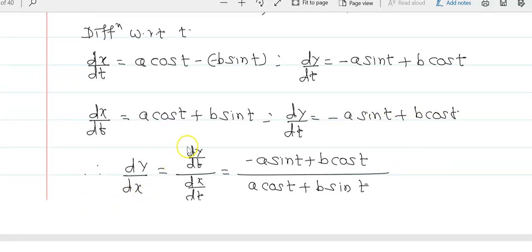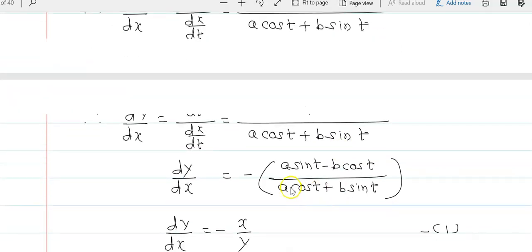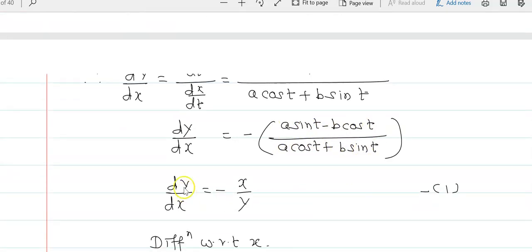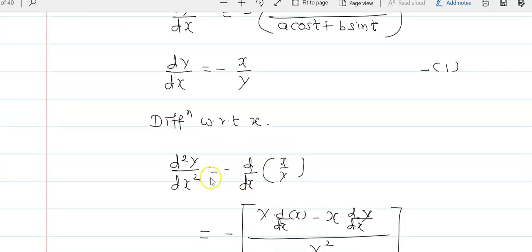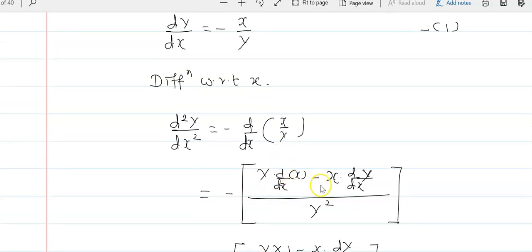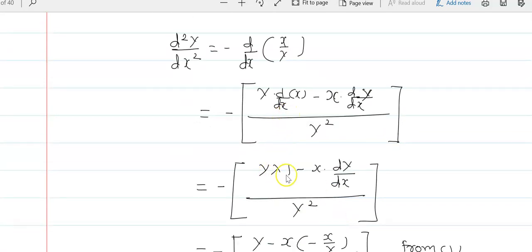Therefore, dy by dx is equals to dy by dt upon dx by dt, which is minus a sin t plus b cos t upon a cos t plus b sin t. Take minus sign as common, then in bracket you will get a sin t minus b cos t upon a cos t plus b sin t. And that is nothing but dy by dx is equals to minus x upon y. Now differentiate this with respect to x again. That is d2y by dx square and d by dx of x upon y. Therefore y into derivative of x minus x into derivative of y upon y square. That is y into 1 minus x into dy by dx upon y square.